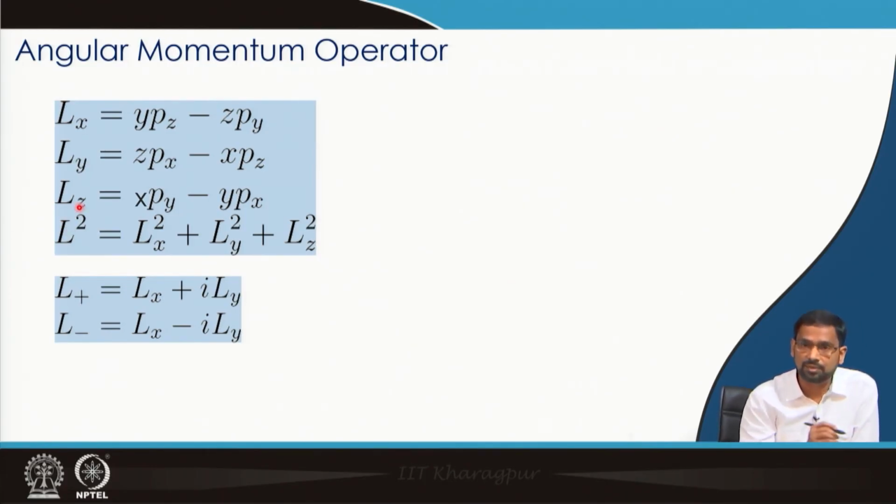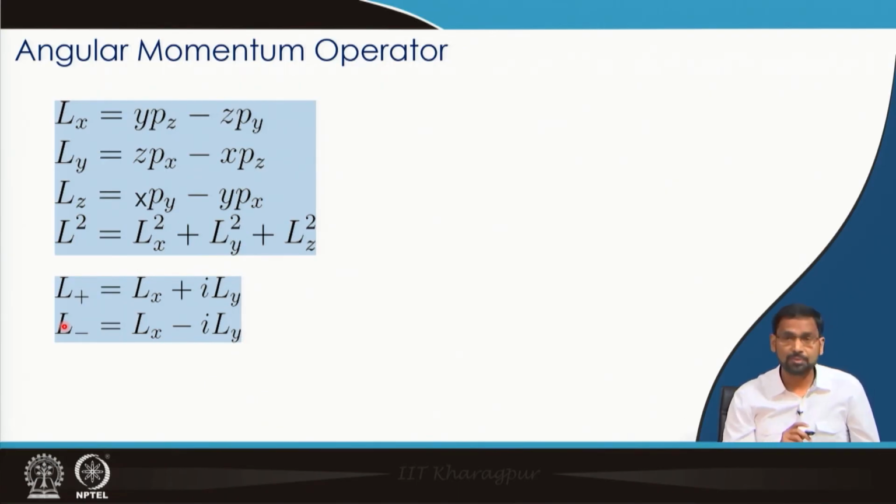In addition to the individual Cartesian components, we also define the so-called L square this way. In addition, there are two more operators, L plus and L minus. They are called the step up and step down operators, which are described as the positive and negative combinations of Lx and Ly, but in this case Lx is the real dimension and Ly is the imaginary dimension. Therefore, L plus and L minus take a complex form. So, these are the angular momentum operators, the definitions of angular momentum, so to speak.